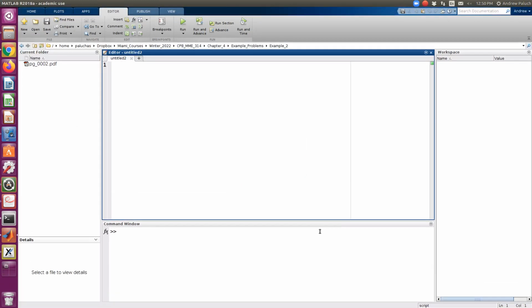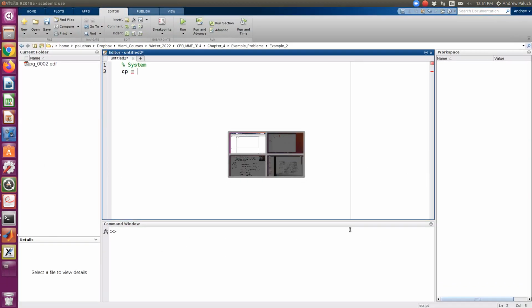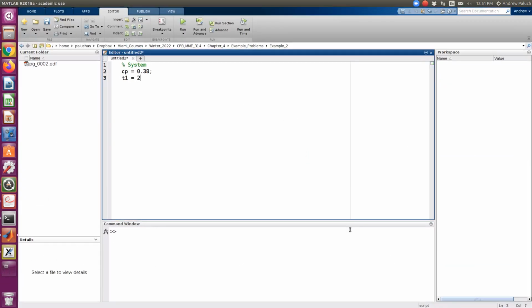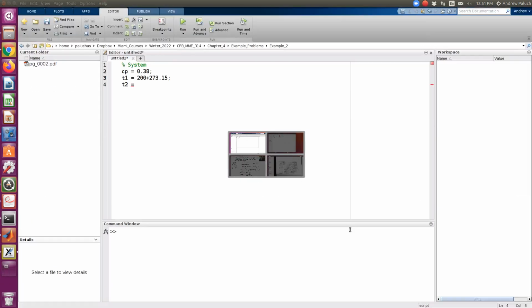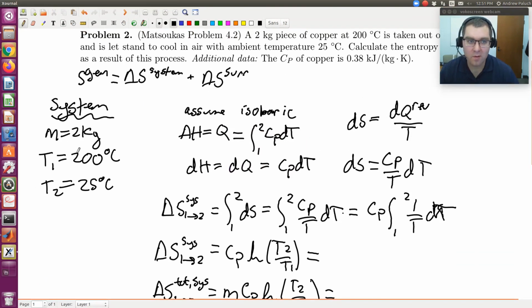So I'm going to jump over here, and I'm going to just make a note. For my system, Cp is given as 0.38 kilojoules per kilogram Kelvin. T1 is 200 degrees C. I'm going to add 273.15 to it to convert from Celsius to Kelvin. T2 is 25. And my mass is in kilograms, which is perfect.